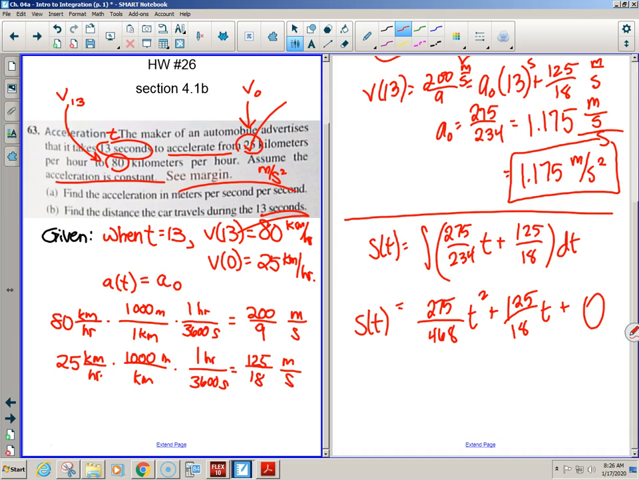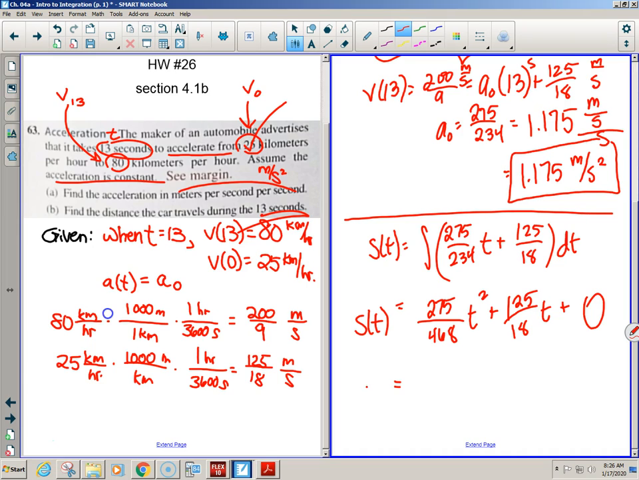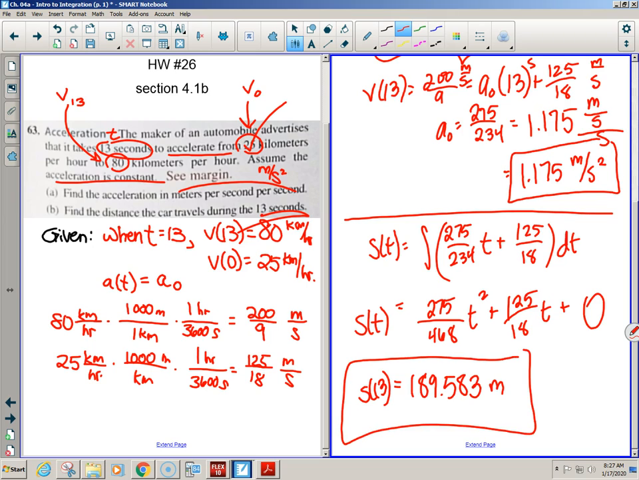And I end up with, I believe, I'm allowed to round since it's a final answer. I can't say equals because the general position function doesn't equal, but S of 13 does. Equals 189.583. What does that mean in context of the problem? During those 13 seconds, he went that far.